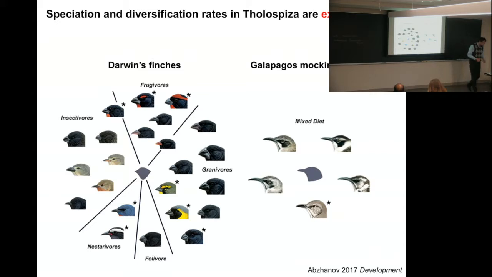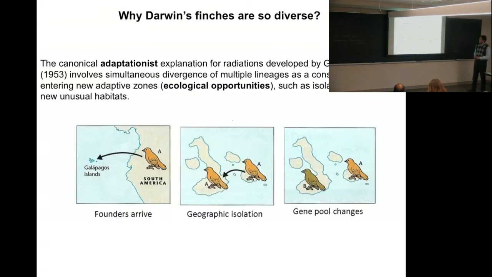and subtle differences in plumage. The classical canonical adaptive explanation for this kind of radiation, developed by George Gaylord Simpson in 1953, involves simultaneous divergence of multiple lineages as a consequence of entering new adaptive zones. So the ancestor comes to the empty Galapagos Islands, which present ecological opportunities, and this creates selection for new forms, and because of island hopping and subsequent isolation, all the species develop.